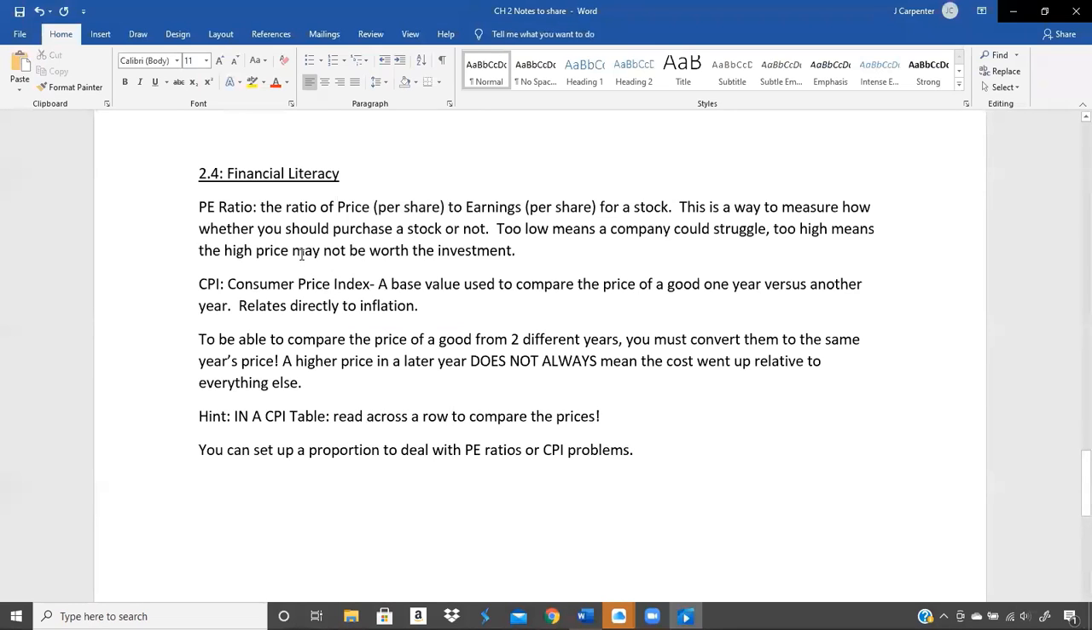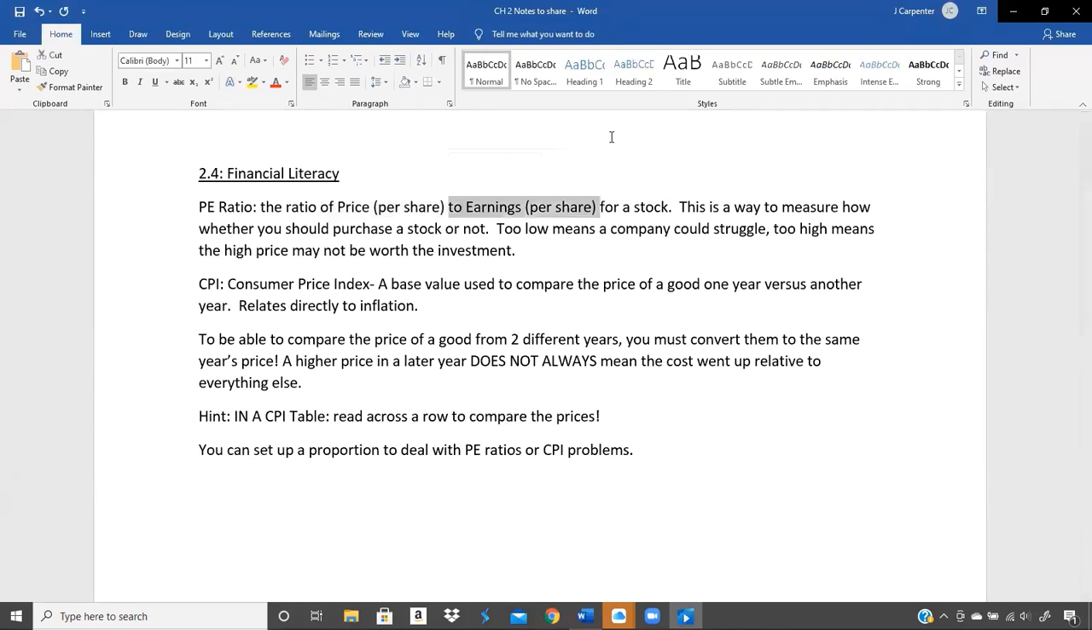And it's not always just a better company has a higher price. There are lots of good companies that have much lower prices, and this can be achieved in various ways. But the point is that a company has a price per share. Also, at the end of the year, they can calculate earnings per share.